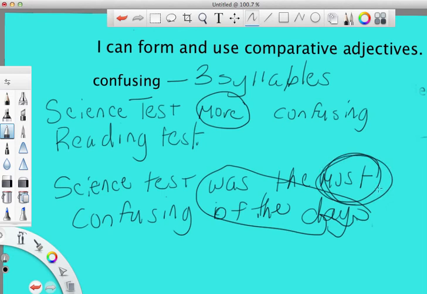All right, well, that's a quick tutorial on how to use comparative adjectives. And we're going to do a little bit more work on our own. All right, good luck. Study hard.